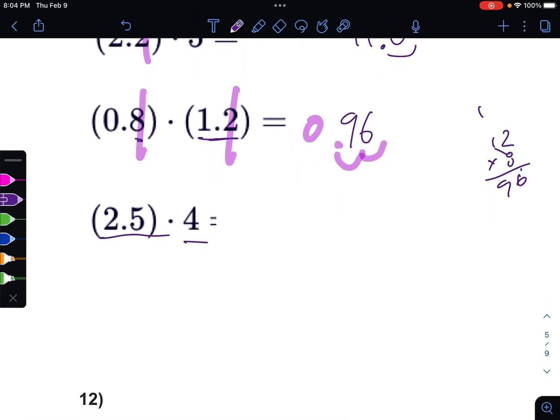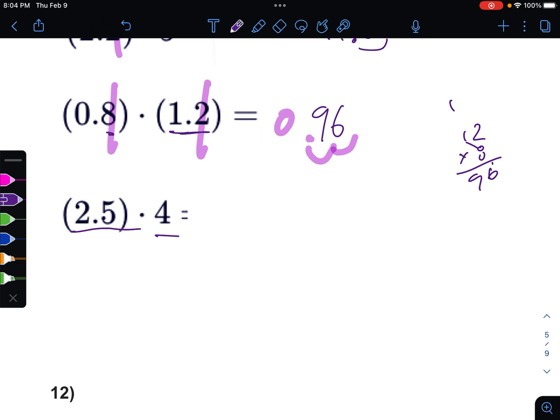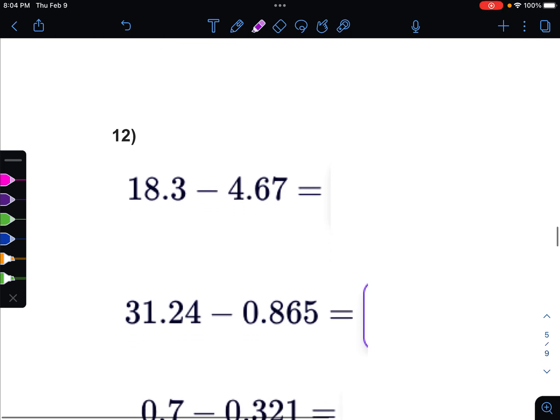25 times 4. Oh, that's like 100. 4 25s is 100. Yeah, I know, right? And then decimal places. Here's 1, and there's none going on over here, so just 1. So it's 10. Yay, 10. Speaking of 10, let's do problem number 12.